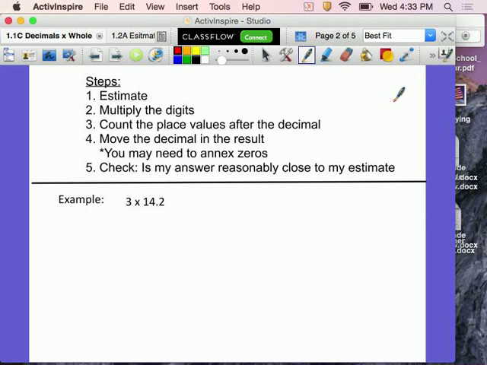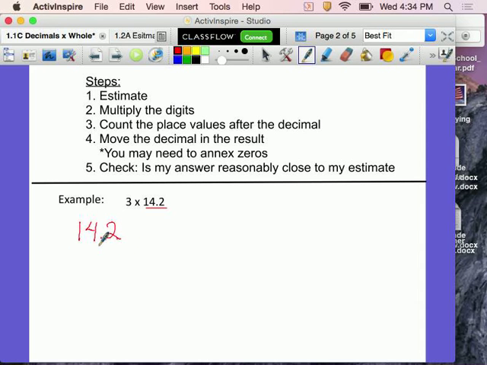So make sure you have your foldable out and you already have the steps, so you don't need to write them. And just write the example in some of the space on your foldable. Now, this says 3 times 14 and 2/10. Again, like we talked about yesterday or last class, multiplication is commutative, so you can switch the order around. And it's easier to have the longer number on the top so that you only have to deal with one place value when you're multiplying. So that's how we're going to set up our problem.